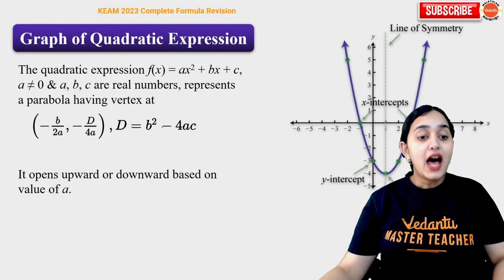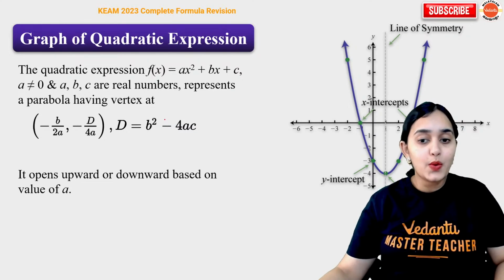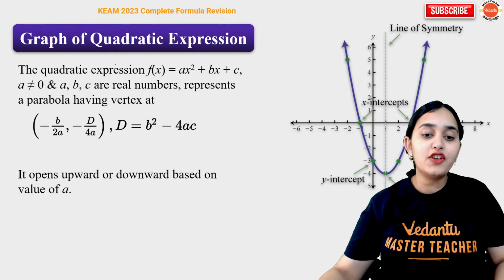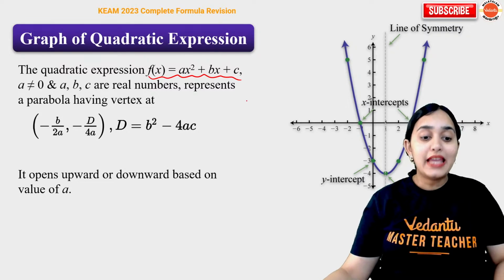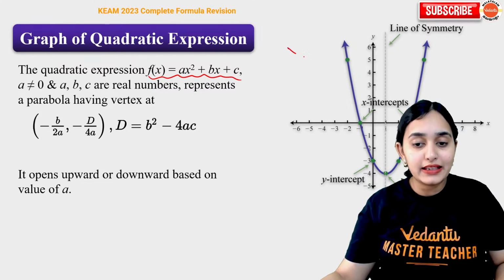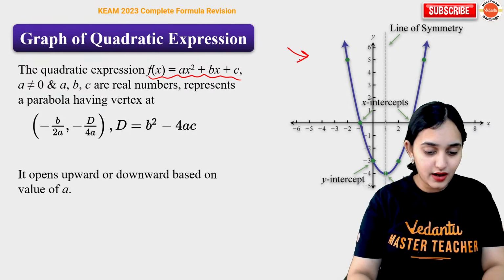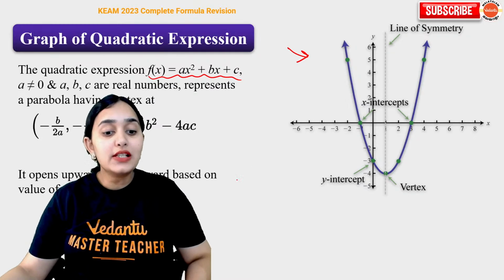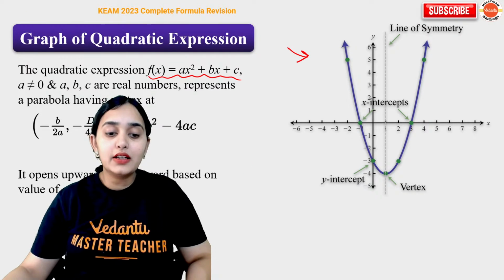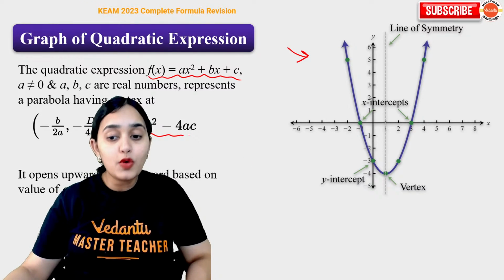Next is, how does the graph of a quadratic equation look? If you have a quadratic expression ax square plus bx plus c, then the graph will look like this. I guess you are unable to see the graph, so I'll just shift here. The graph looks like this, where the discriminant value is b square minus 4ac.